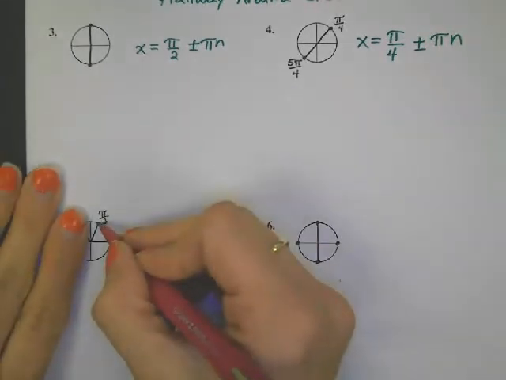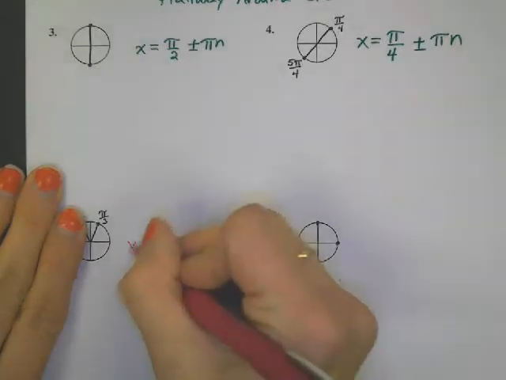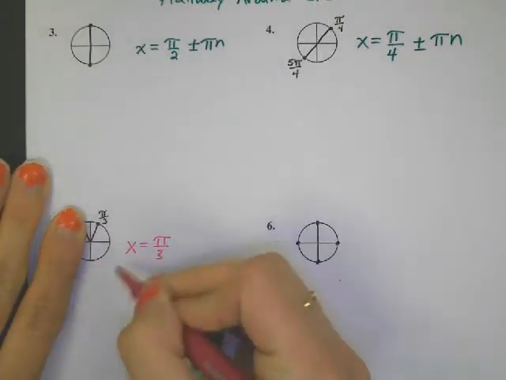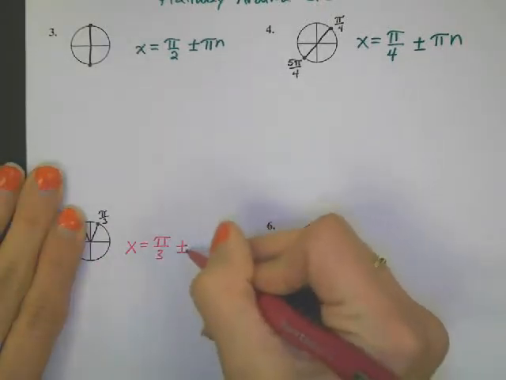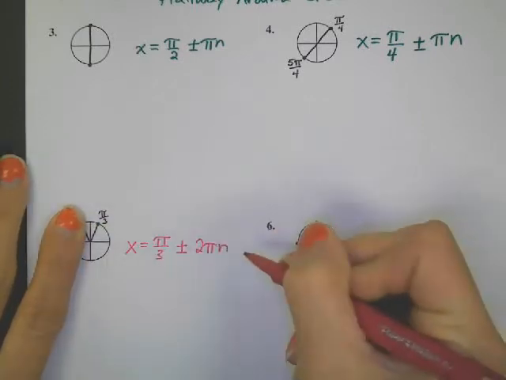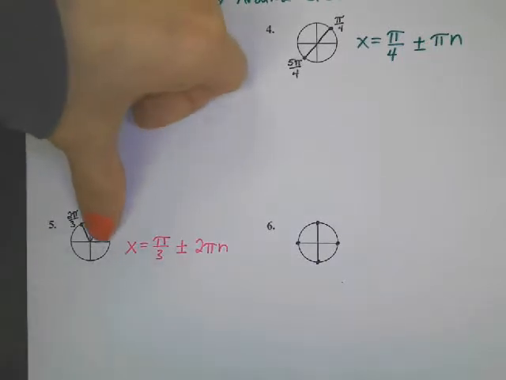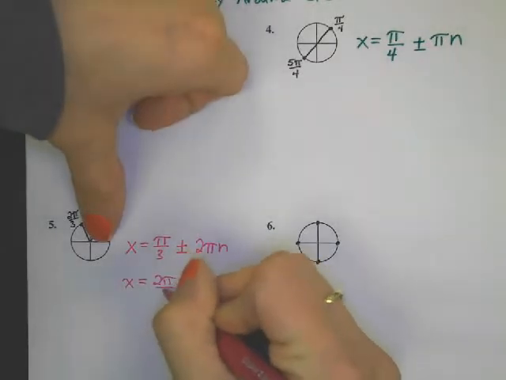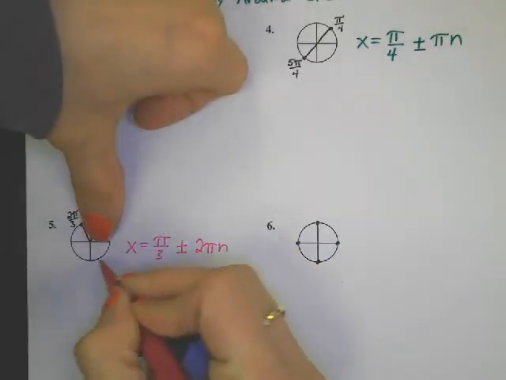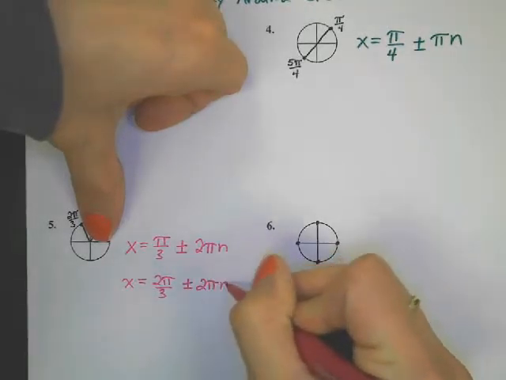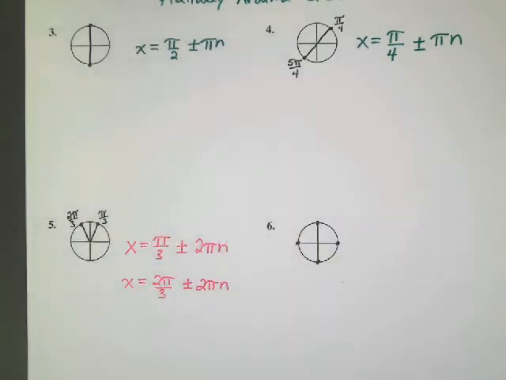So let's just look at this first answer, cover up the other one. x equals pi over 3. And let's swing around and get back to it. Plus or minus a full circle, 2 pi n. And now we're going to write this answer totally by itself. So x equals 2 pi over 3. And how far could you go to stop and get back at an answer? A full circle, 2 pi n. So sometimes you're going to get 2 equations for your answer.